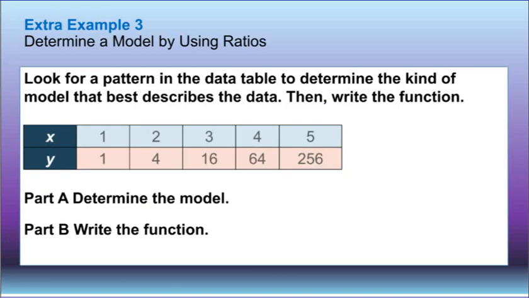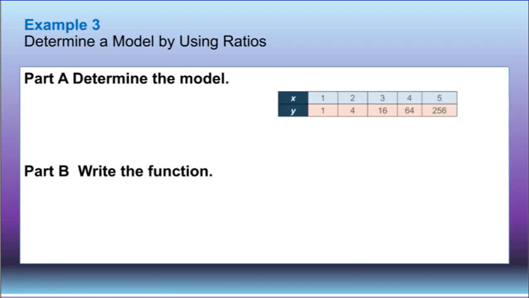Next example, look for the pattern in this one and determine the best model. We know this is going to be a common ratio. To verify that, you can see we start at a smaller number and it increases very rapidly. So this one I'm multiplying by 4, times 4, times 4, times 4. So we have an exponential in the form of y equals a times b to the x power.